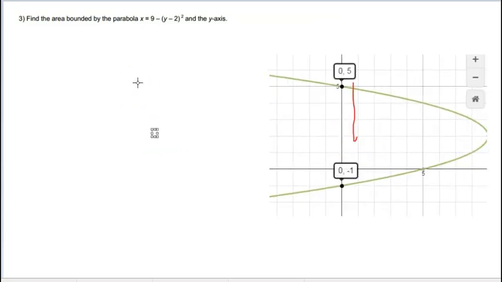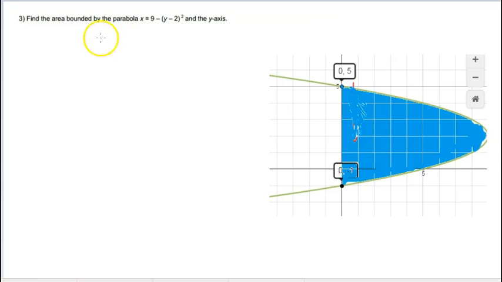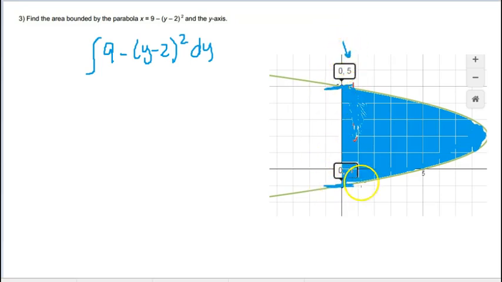And so we're finding the area right in here, which means you're evaluating the integral of the 9 minus y minus 2 squared dy on the interval. And the lower bound here is negative 1, and the upper bound is positive 5. You're looking at the y values here. And so my lower bound, like I said, is negative 1. Upper bound is positive 5. And you know that because that's the place where the graph crosses the y-axis. So that defines the boundaries between the y-axis and the curve.